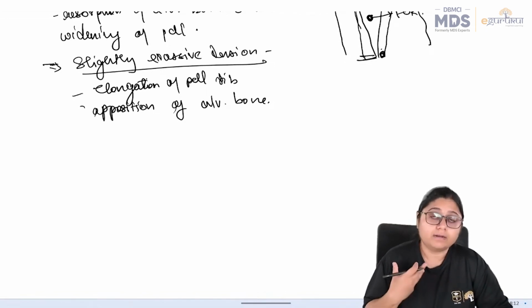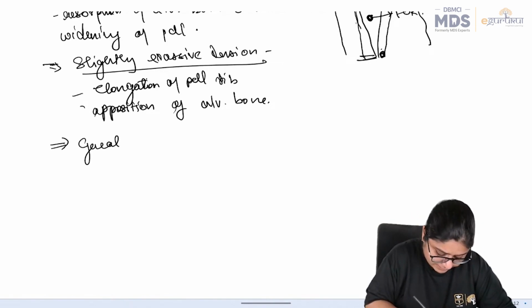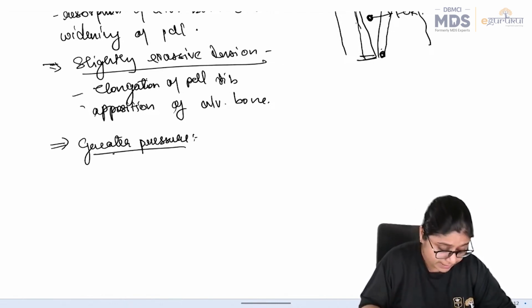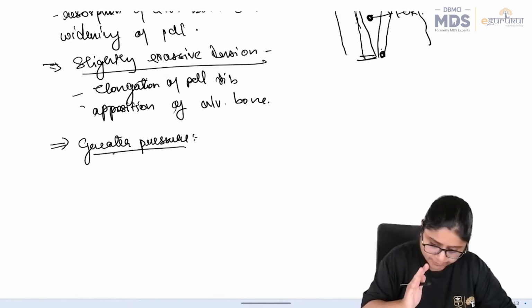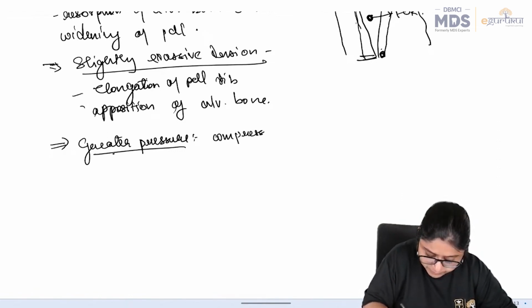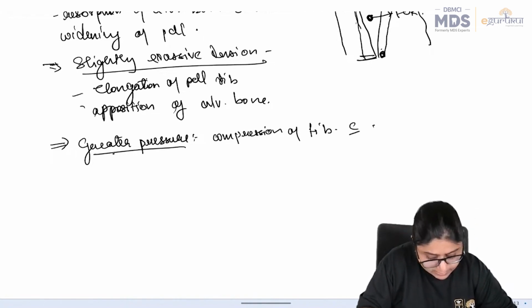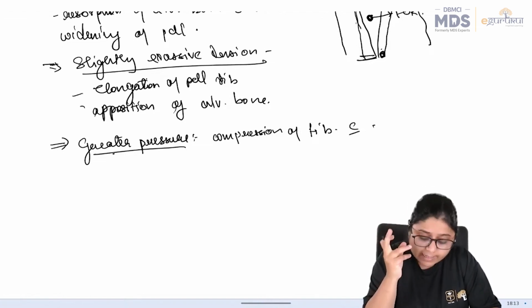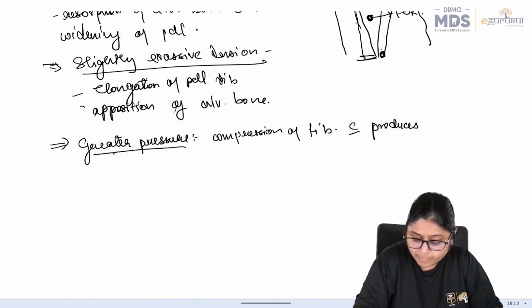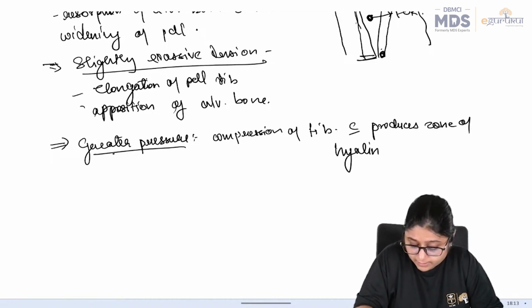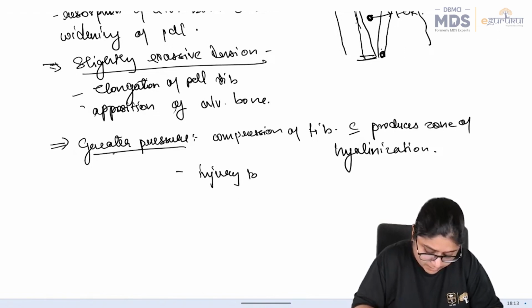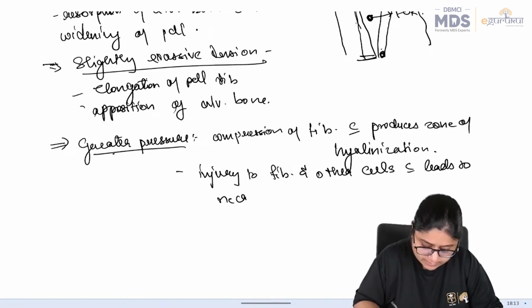But when greater forces act on the tooth, greater pressure, then there will be vascular changes as well as tissue changes. So let us see what vascular and tissue changes there will be. At the site of pressure, there will be compression of PDL fibers. Whenever there is pressure, there will be compression, so the PDL fibers will break and produce a zone of hyalinization. Subsequently, because of the compression of the PDL, there will be injury to fibroblasts and other connective tissue cells, which leads to necrosis.